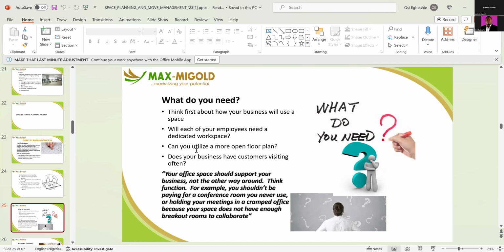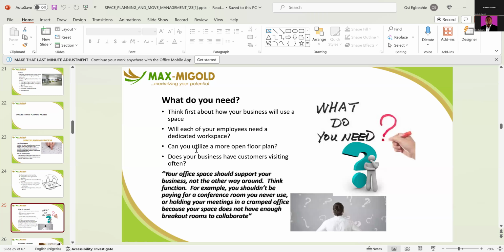think first about how your business will use the space. Then you look at, will each of the employees need a dedicated workstation? These are questions you need to ask yourself if that is required. Can you utilize a more open floor plan when you're applying the offices? Do they mind? Because an open floor plan saves a lot of space and also helps to save the consumption of energy within an office space.